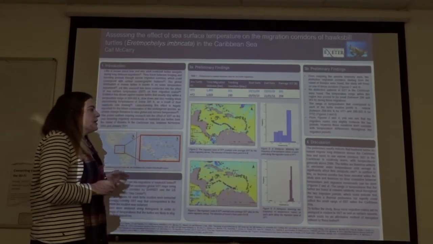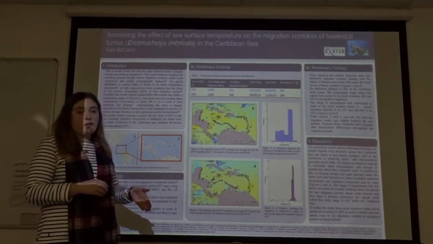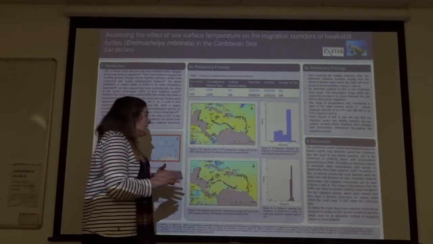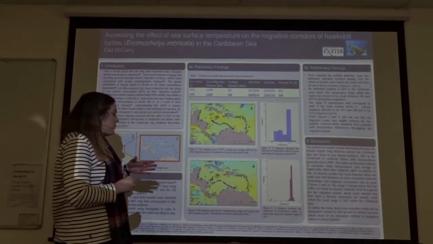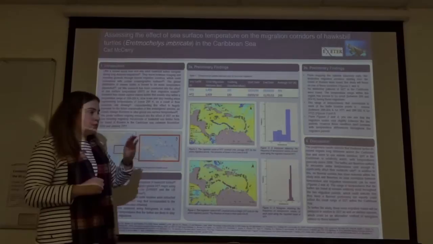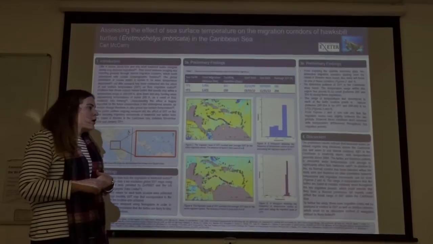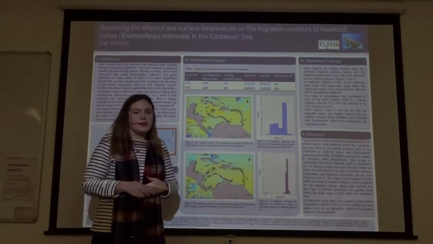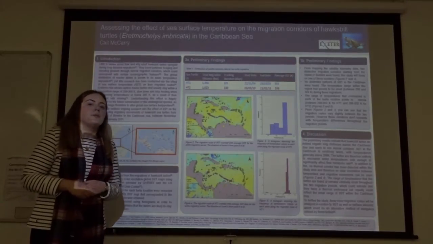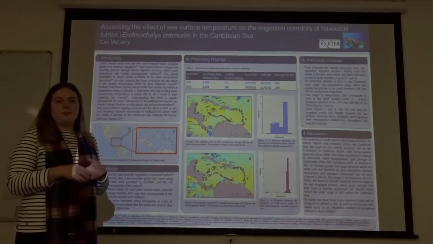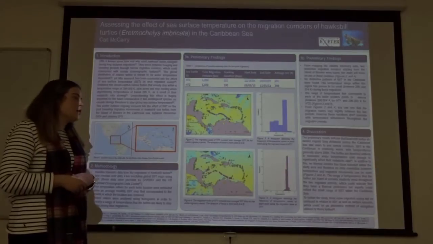So these results indicate that although we do see that hawksbill turtles migrate long distances and use narrow migration corridors, they don't necessarily correspond to temperature differences or temperature values. This may be because the Caribbean Sea is relatively warm and the turtles are unlikely to experience low temperatures that could affect their metabolic rate, and therefore unlikely to divert their migration pathways as a result.